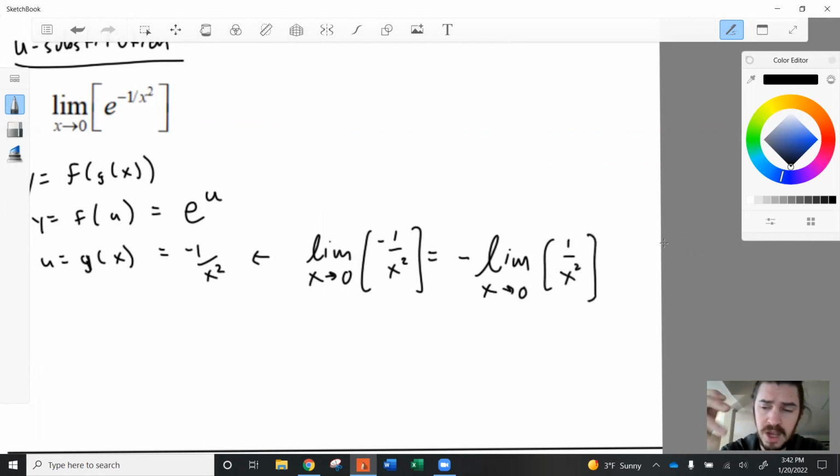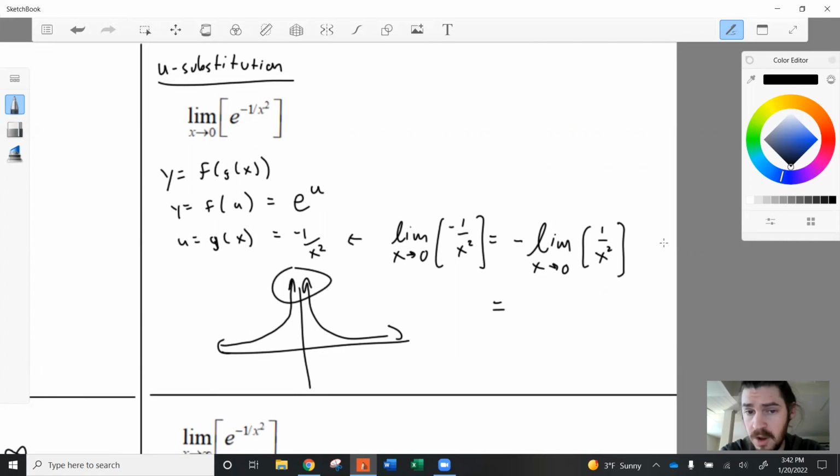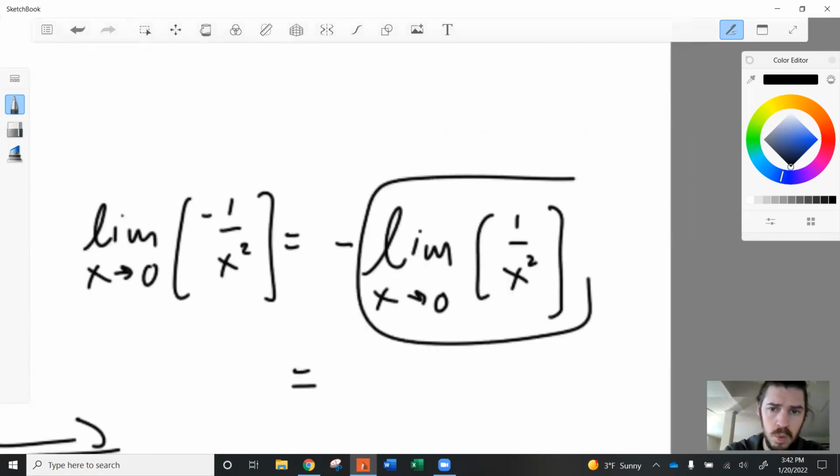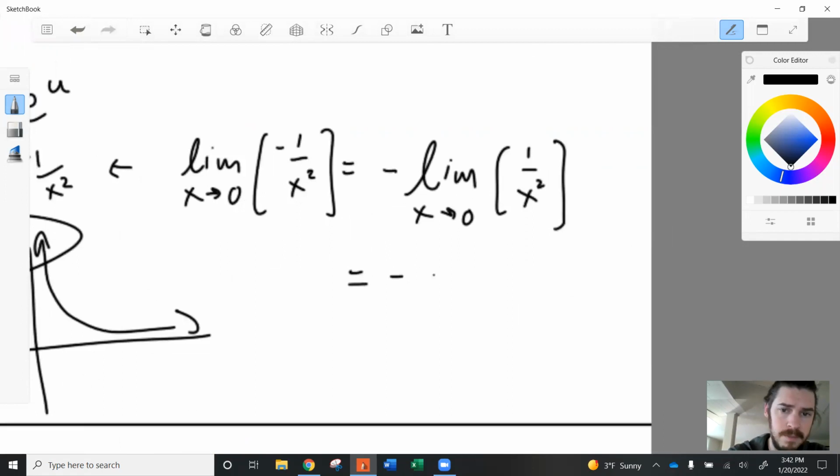Now, if you've watched my video on common functions, what I call the toolbox of functions, something like that, you'll know the graph of 1 over x squared. Okay, 1 over x squared is the graph that does that. Its limit as x approaches 0 is positive infinity, right? This would be positive infinity. But with the negative sign in front, it's going to be negative infinity.